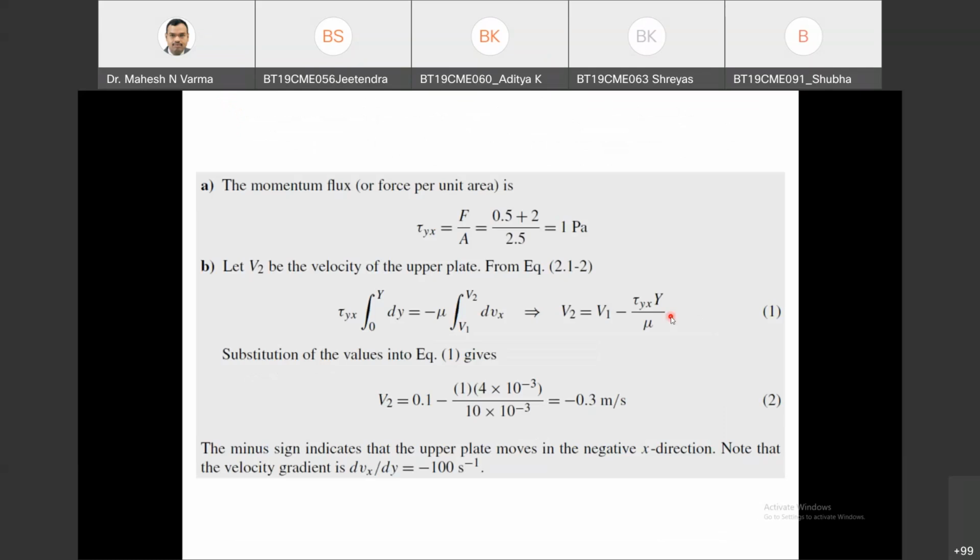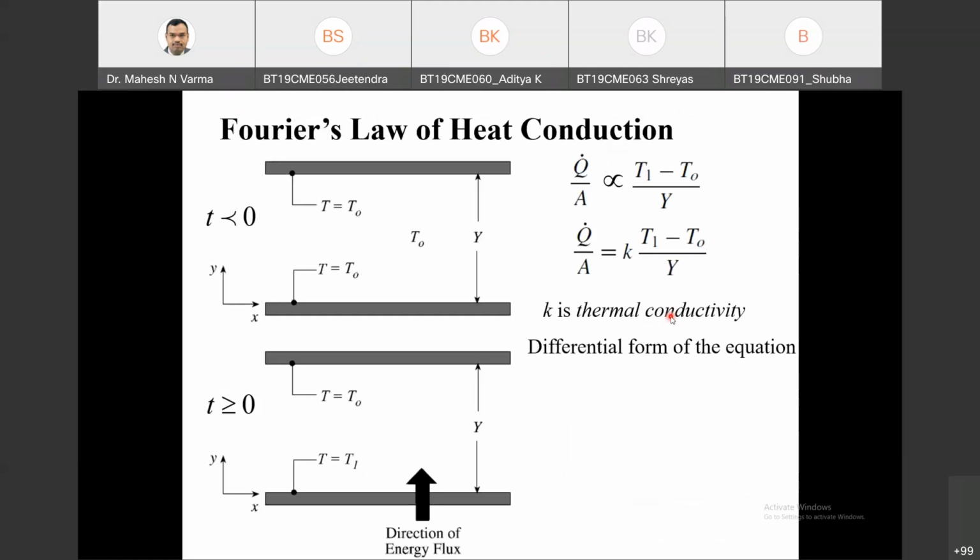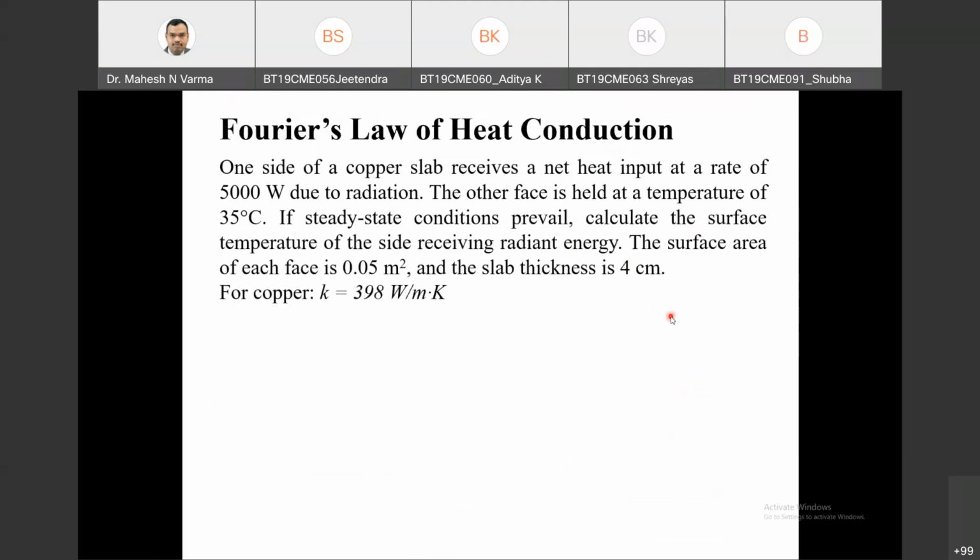So this is for momentum transfer. Same problem we can solve for heat transfer also. Heat transfer: energy flux equals transfer property into temperature gradient. One side of the copper slab receives the net heat input at the rate of 500 watt, which is energy per unit second, joule per second, due to radiation, and the other face is held at a temperature of 35 degrees Celsius.